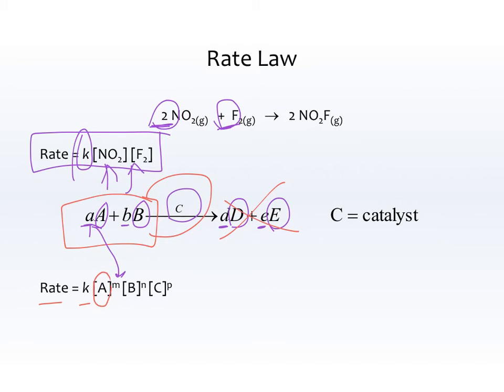This and that are not the same thing. Then we have B raised to the power of n. Notice that n is not the same thing as little b. And C raised to the power of p. So it's not necessarily based on the stoichiometry of the reaction, the rate that the entire reaction happens.